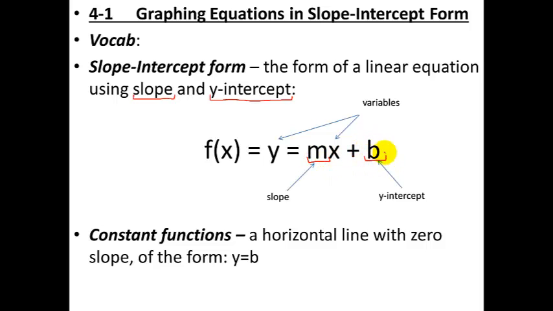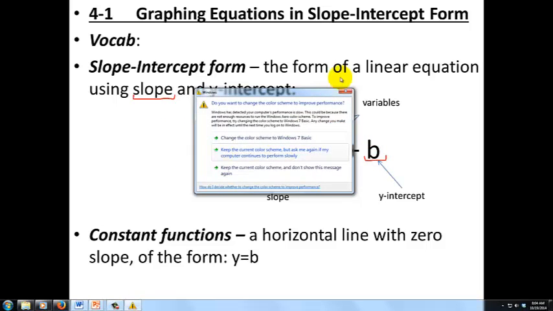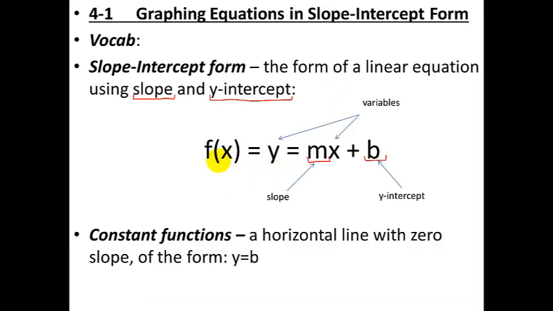b could be positive or negative. m could also be positive or negative. When you plug in, you'll plug in a number for m and you'll plug in a number for b, but you'll always leave y and x, or it might be f of x instead of y. You'll always leave those as variables.